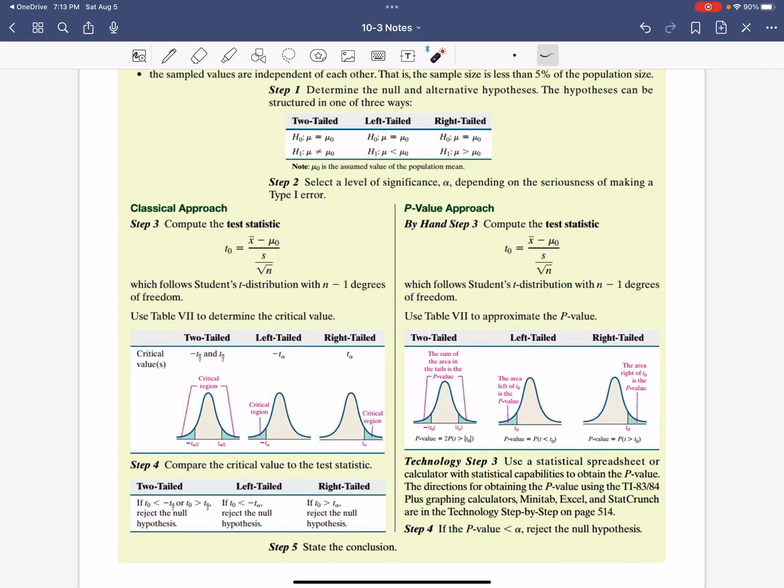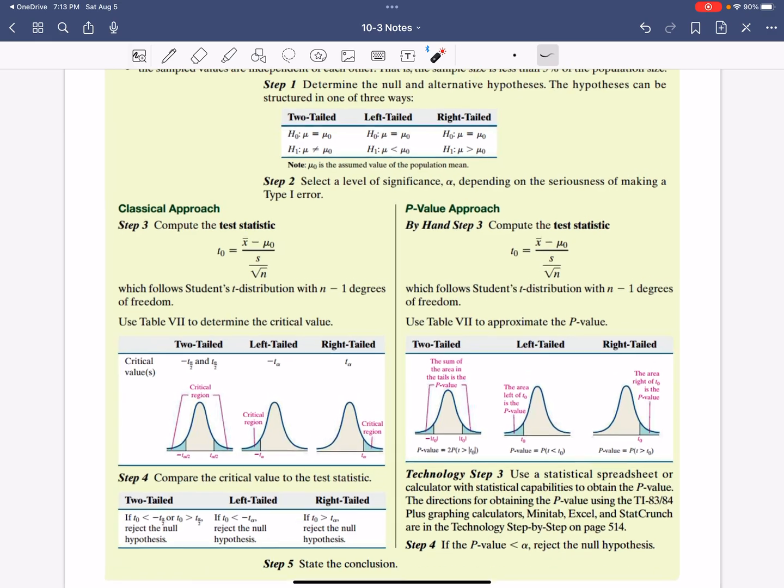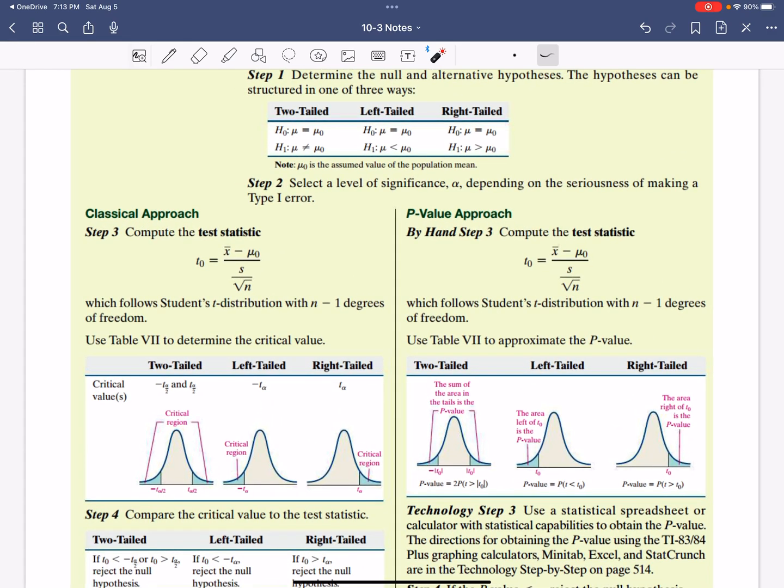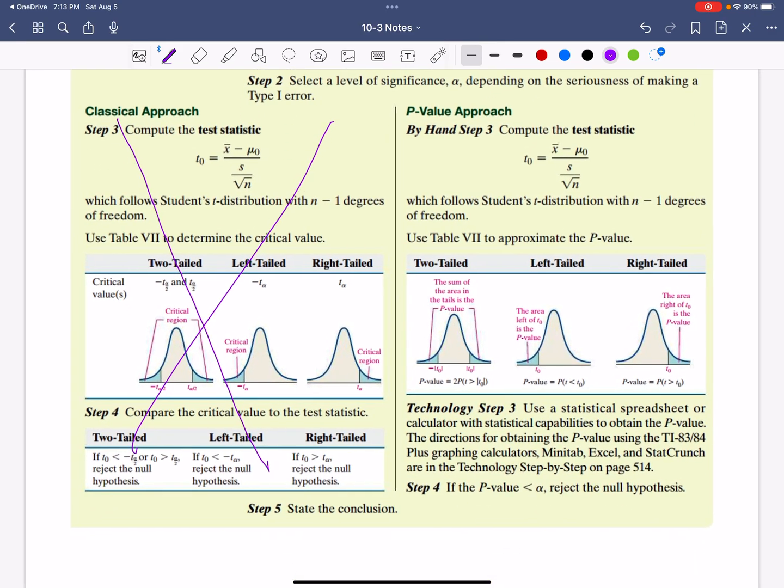Again, I'm going to scoot this up a little bit. You will select a level of significance depending on the seriousness of making a type 1 error. Same thing. Step 2 for the mean and the proportion are the same. I'll make that bigger. Again, we are not going to take the classical approach. So that is all the way gone. Not the classical approach. And does this look familiar?